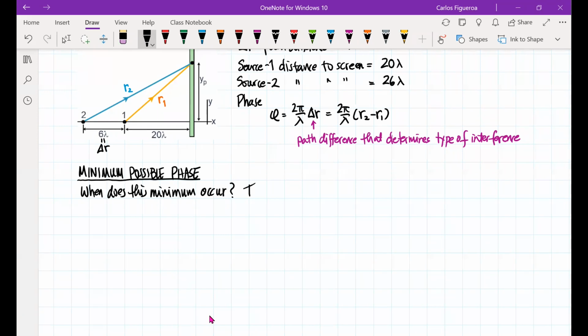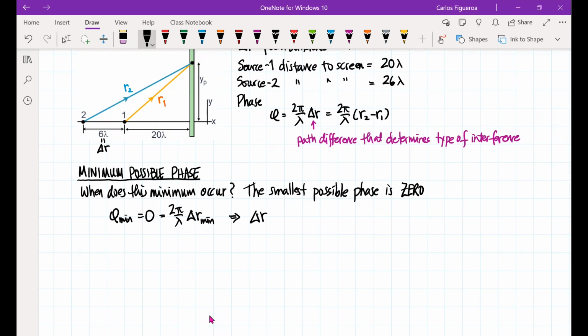Well, the smallest possible phase is 0. That's the smallest possible phase. So what that means here is that if I'm looking at the minimum possible phase, and I know that that's 0, then what it tells me about the phase equation is that the path difference has to be that minimum. So clearly in this situation, delta R minimum is equal to 0, which implies that R1 and R2 have to have the same distance.